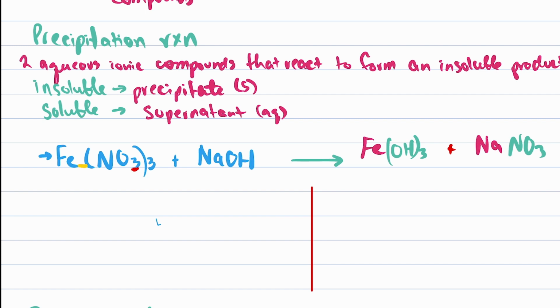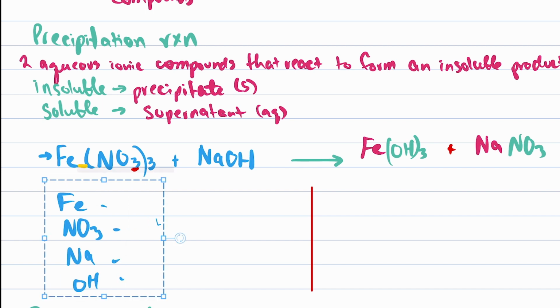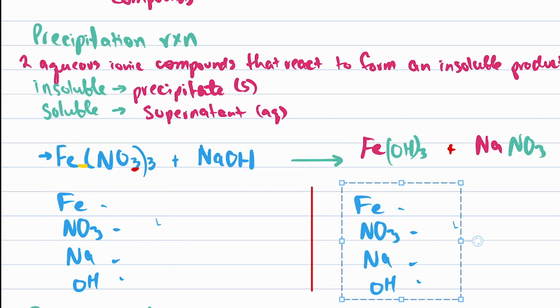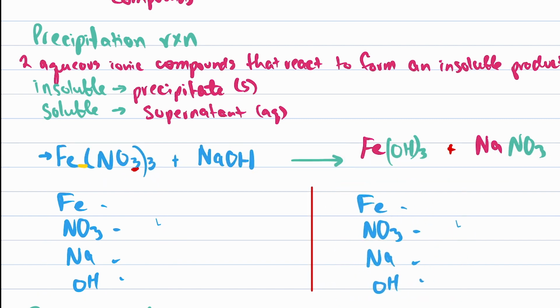So let's do that. We have iron on this side. We've got nitrate. Sorry, Na and OH. What I have on the reactant side, I'm also going to be having on the product side. So I'm going to take that, copy it, and put it over here. All right. So when you do that, now we're going to count how many there are of each. So for iron, we've got 1 on the reactant side. How many on the product side? Just 1 as well, right?